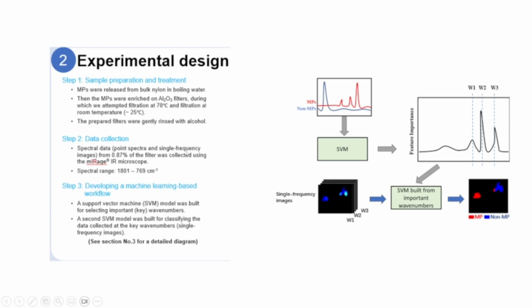Step number 2, spectral data from the microplastics and non-microplastics on the filters were collected. And step number 3, based on the collected data, we built a support vector machine, or SVM model, to identify the key wave numbers for classification. And then we built another SVM model for classifying the data collected at the key wave numbers. So these are the images at the important wave numbers, and the second SVM model can tell which particles are microplastics and which are not microplastics.